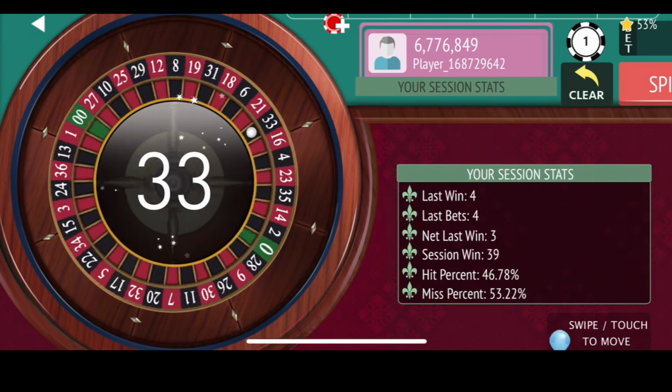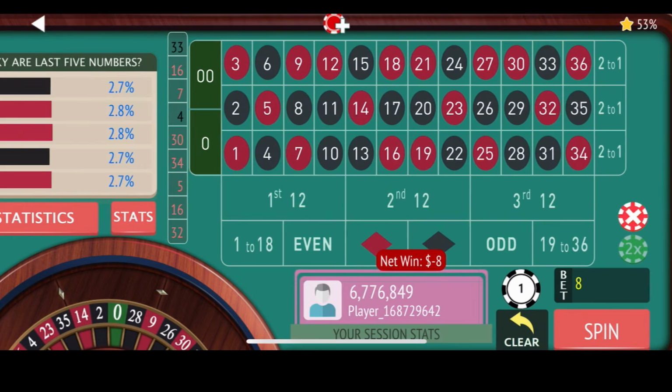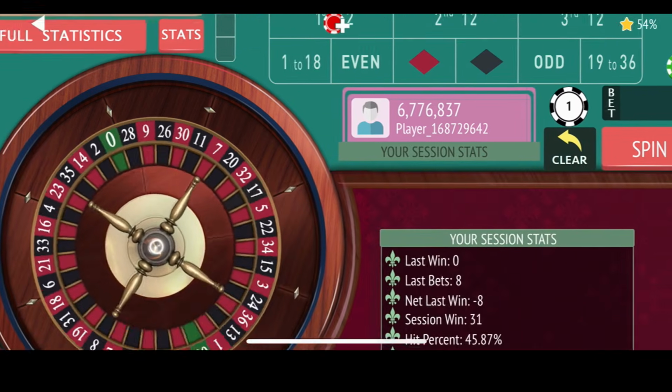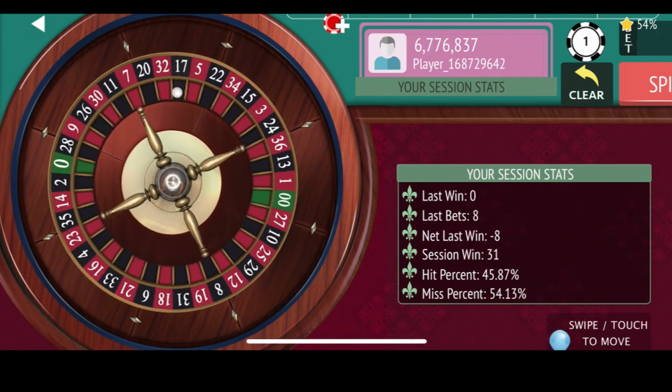We're shooting for 46. All right, we got a loss right there. We're going to repeat the bet. Go up to $6, and now these go to 3.